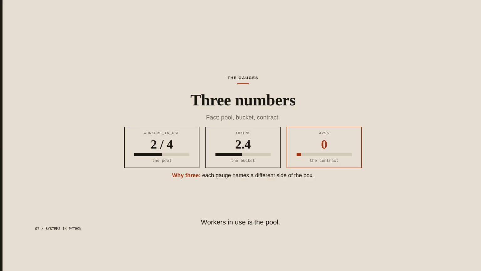Workers in use is the pool. Tokens left is the bucket. The 429 count is the contract refusing clients. We read them together because one gauge alone cannot name the fire.